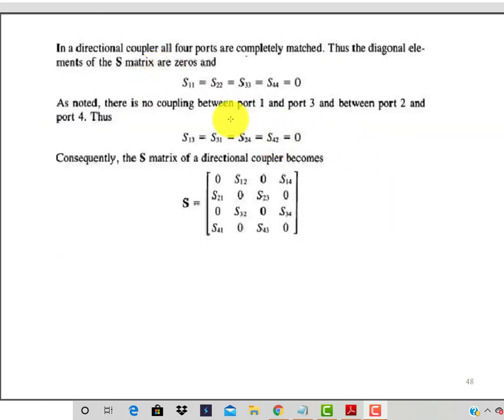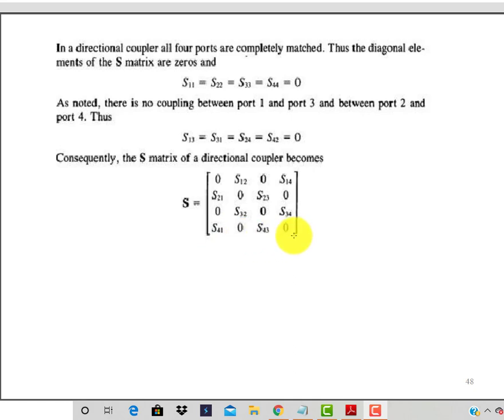Now the S matrix of a directional coupler is derived by using the scattering properties. All 4 ports are perfectly matched to the junction, and there is isolation between ports 1 and 3 and between ports 2 and 4. That means S13, S31, S24 and S42 equal 0. Then the simplified S matrix is: 0, S12, 0, S14; S21, 0, S23, 0; 0, S32, 0, S34; S41, 0, S43, 0.